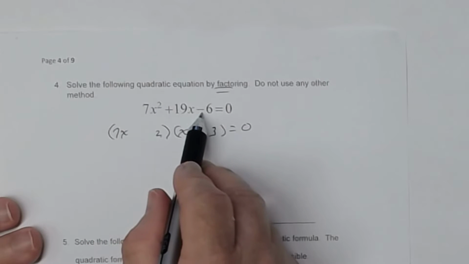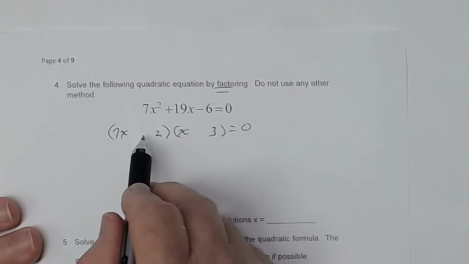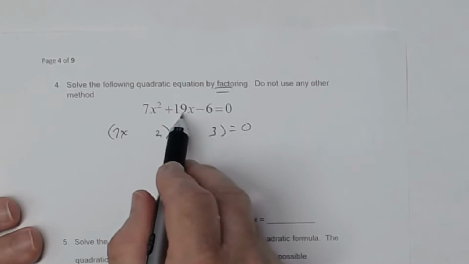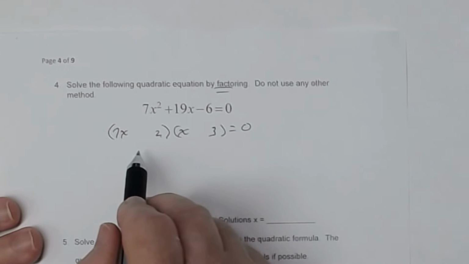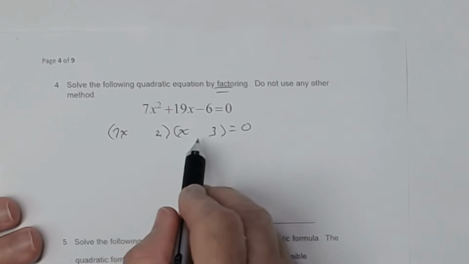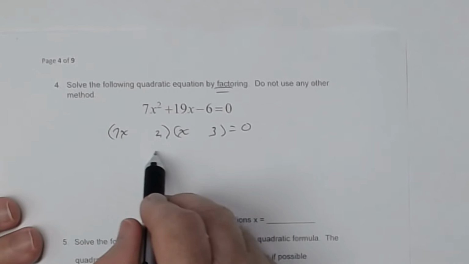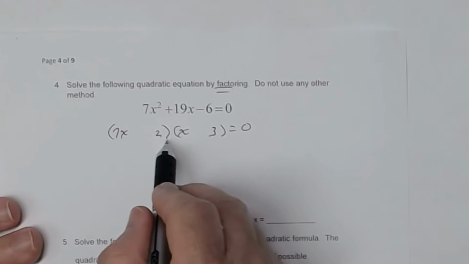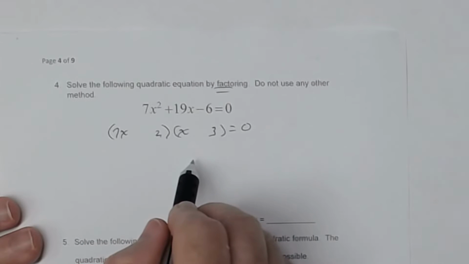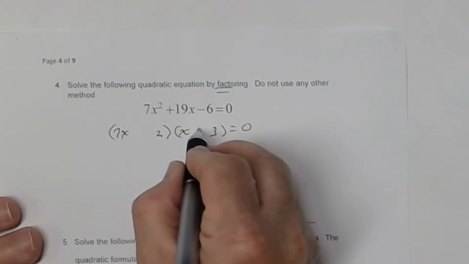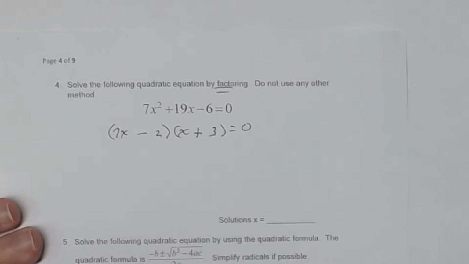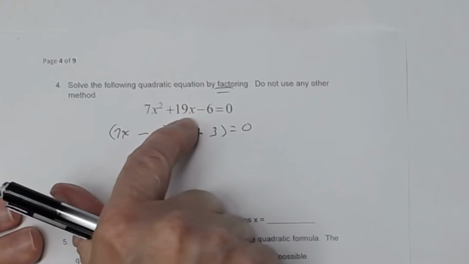Now remember, the last sign's negative, so in order to get a negative 6, that means that these signs here have to be different. And then I want the middle term to be a positive 19. So that means that if I look at the outer and the inner, the outer is 21, and the inner is 2. So that means that 21 has to be positive because that's the larger one. So this is x plus 3, and then this is 7x minus 2. And you can always FOIL it out and verify you get this.